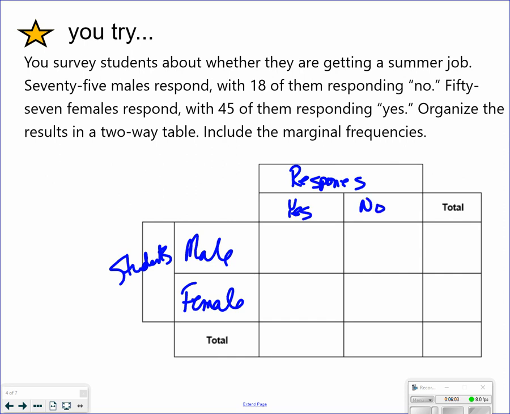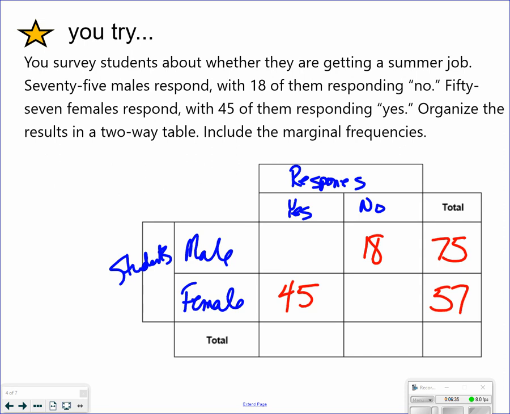So now I'll read this one more time. You survey students about whether they are getting a summer job. 75 males respond. So the total number of males going across here, and I'm going to pick a different color here. 75 males respond, of which 18 said no. 57 females respond, of which 45 of them said yes. Organize results in the two-way table and include the marginal frequencies.